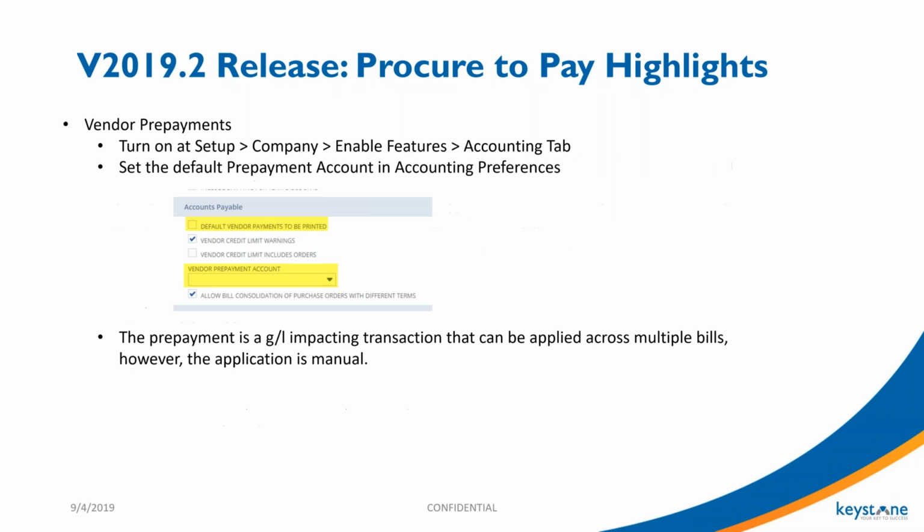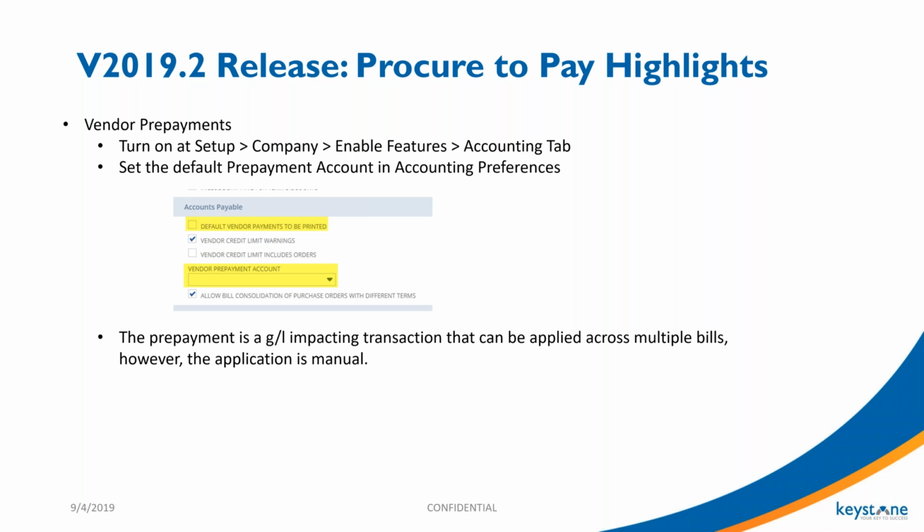And the last thing I'm going to talk about is the new vendor prepayments. If any of you have used the customer deposit feature, it's kind of like that, but they haven't quite finished it off yet. So they created this new transaction, vendor prepayments. It's under payables, however you get to that. You do have to turn it on at company enable features in the accounting tab. And under accounting preferences, you also have to set up the vendor prepayment account that these will go to.